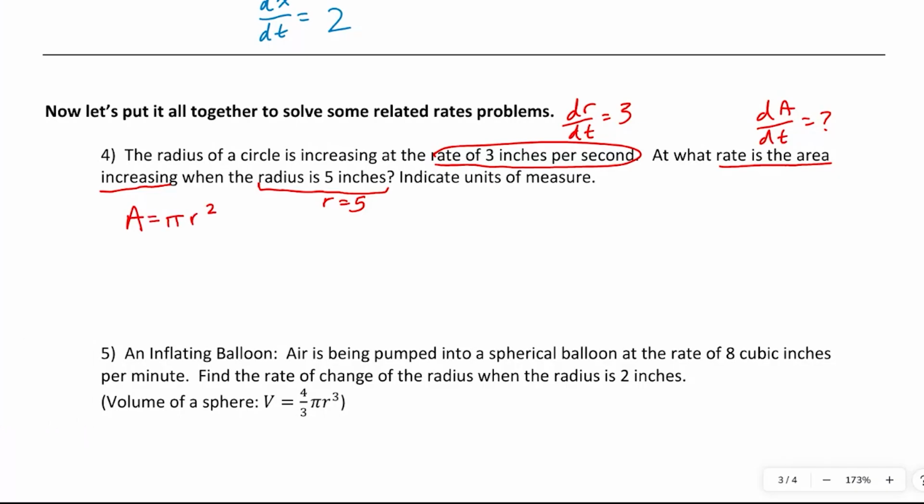If we differentiate that with respect to time, we get dA/dt equals 2 pi r dr/dt. Now if we look back at what the problem gave us, they gave us the rate of change of the radius and the current size of the radius. In other words, they gave us these two values that we're going to use to calculate the rate of change of the area.